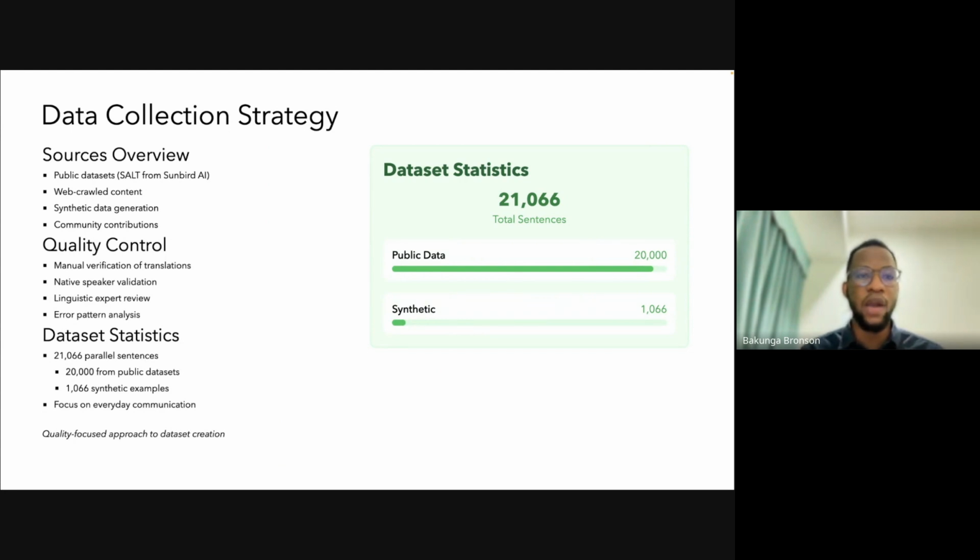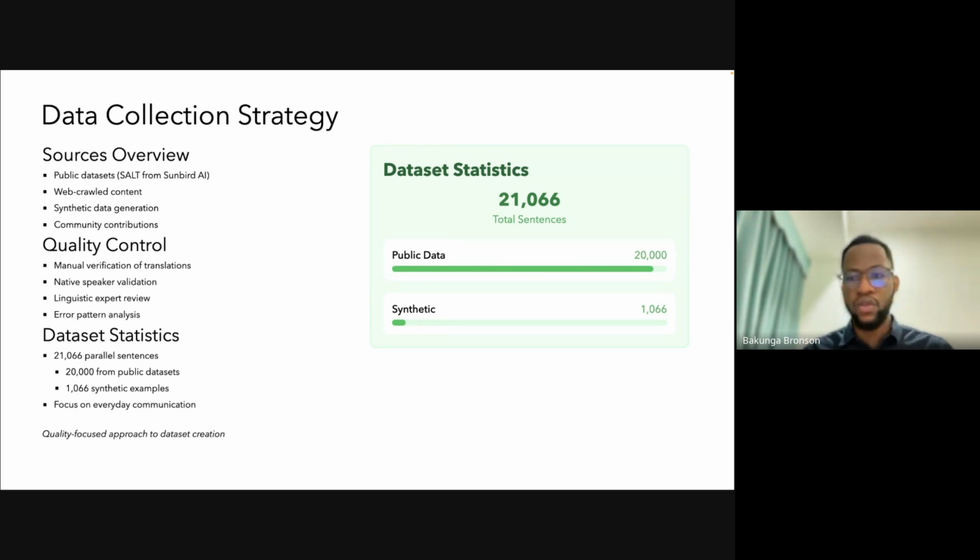Okay, so now we talk about the datasets. We had a lot of data that was collected, both in Uganda and translated. We went ahead and found public datasets, and there was one which is particularly helpful from the Sunbird AI team, called the SALT dataset. We also had some synthetic data, like we have touched on, and community contributions, from reaching out to different people who gave us their suggestions.